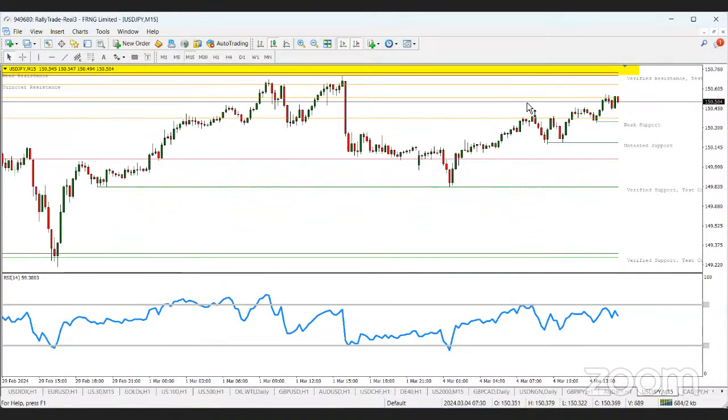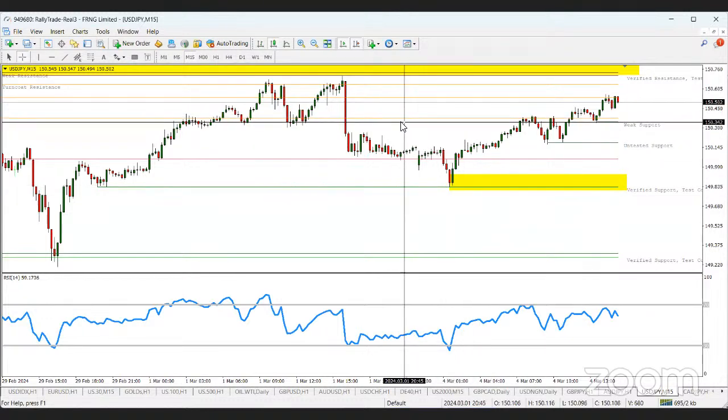Okay, so the truth is that even for USD JPY, if price instead comes to the downside, this is a good place for me to look out for my buy. Even before this place, I can look out for my buy on USD JPY from 150.330.